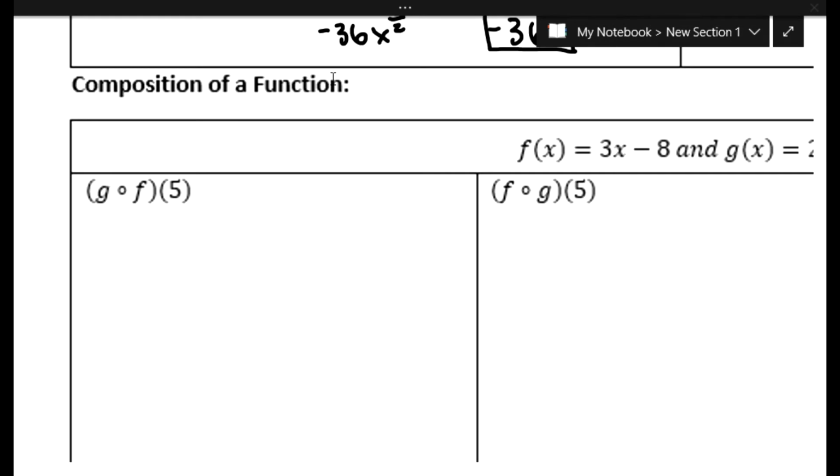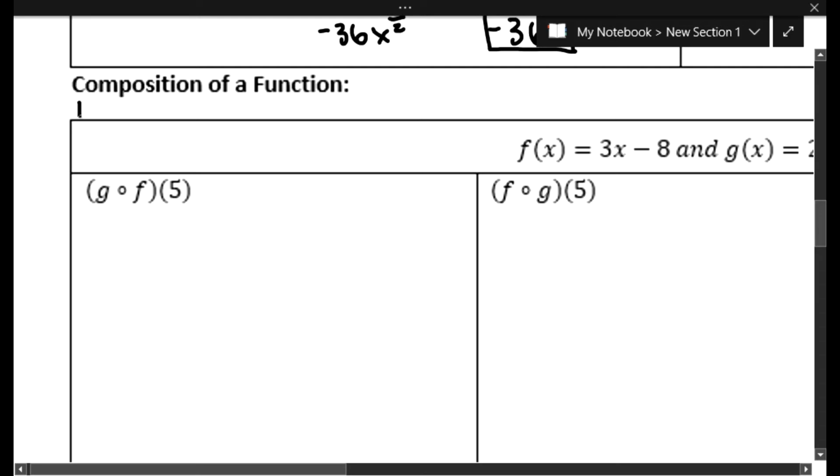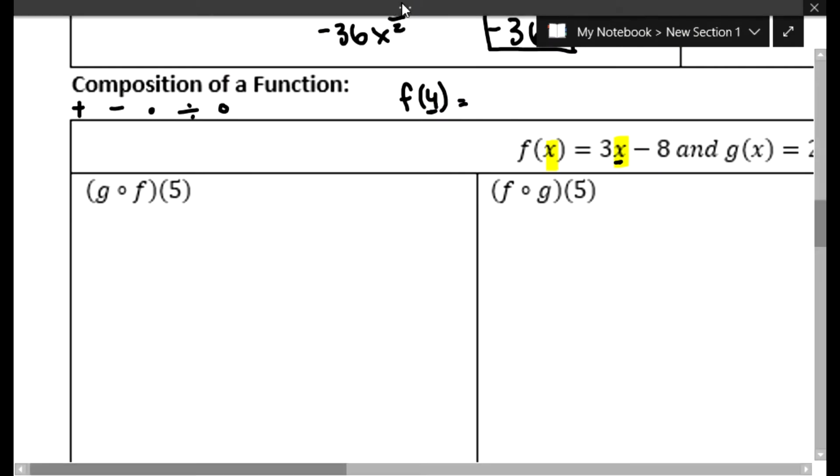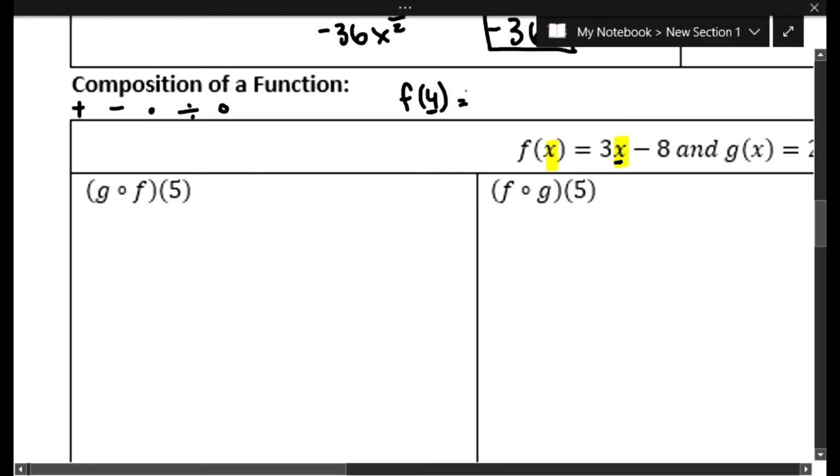All right, we're going to do a composition of functions. It's a new symbol. We have addition, subtraction, multiplication, division, and now we have composition. We're going to put one function inside the other function. Remember, say we have f of x is 3x minus 8, and we did f of 4. What we would do is anywhere we see an x in f of x, we're going to plug in the 4, right? So we would do 3 times 4 minus 8.